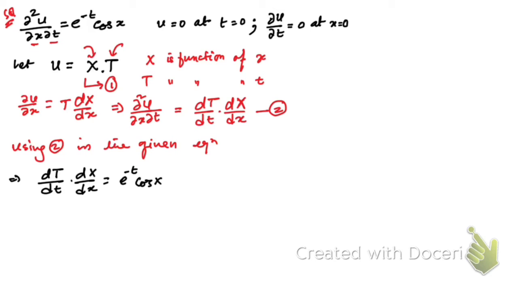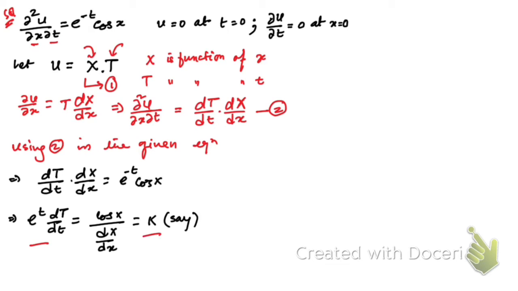Now again we're going to separate the variables, t on one side and x on the other side. In that case, e to the power plus t d capital T by d small t equals cos x by d capital X by d small x. So that's what we're going to have. Let us say these two are equal to k. We're going to take the first part, this one is equal to k. Let me divide the page here.